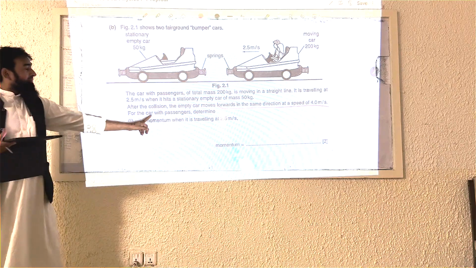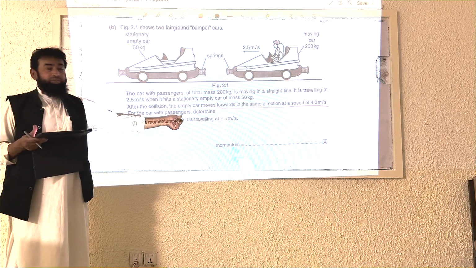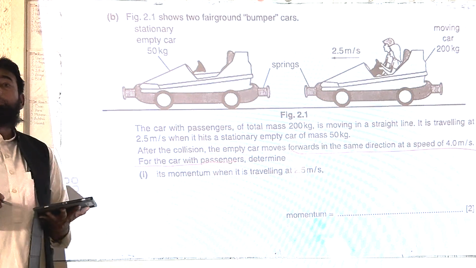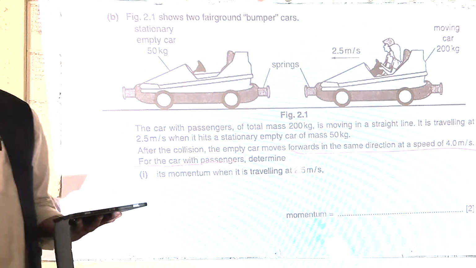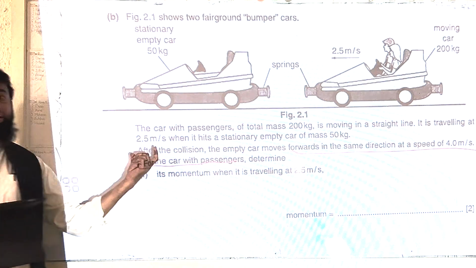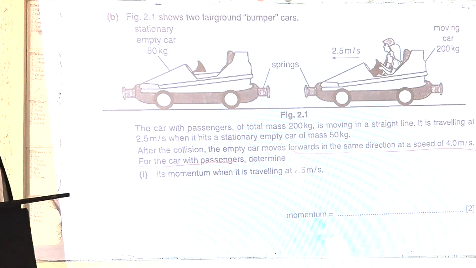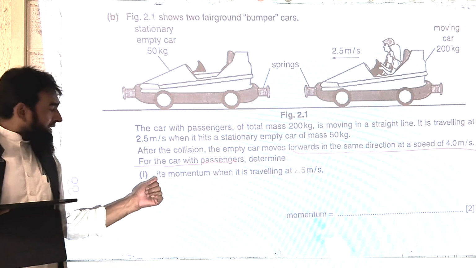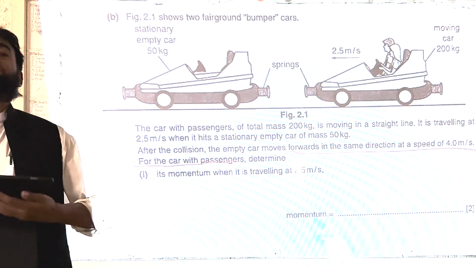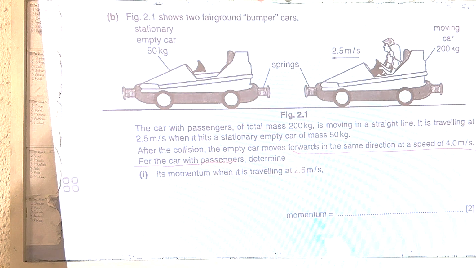Okay. For the car with passenger, he is mentioning what you are going to do for the car with passenger. These are the important points which you must underline. While solving the question, it is better for you to underline the important points so that it helps you find the correct formula to be applied. We have to find its momentum when it is traveling at 2.5 meter per second.